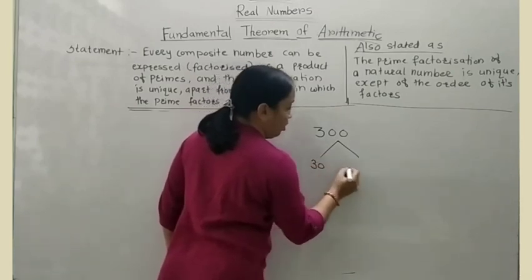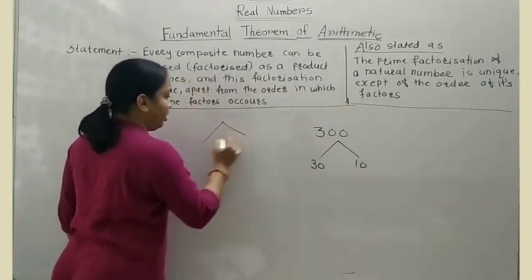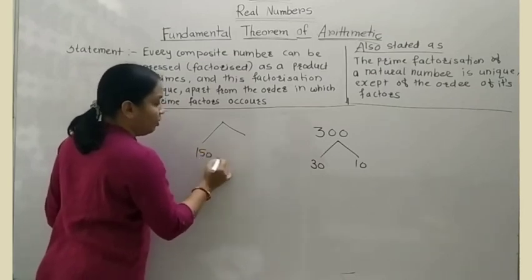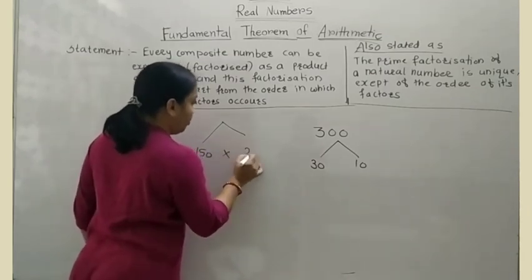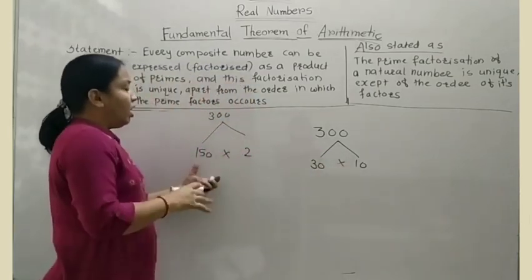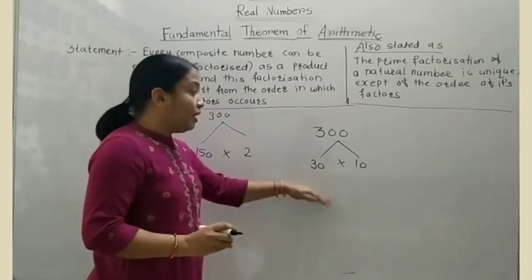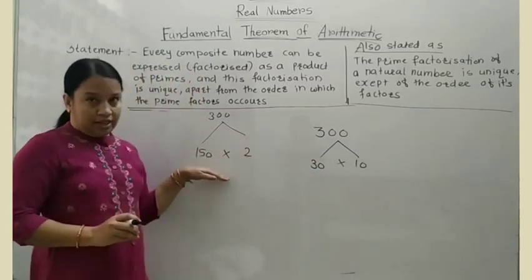Somebody can write 30 into 10, again 300. Somebody can write 150 into 2, again it is 300. These are the different ways you can factorize this, but it is not the prime factorization.